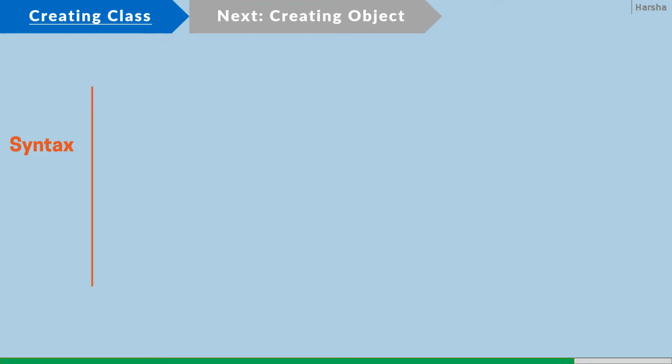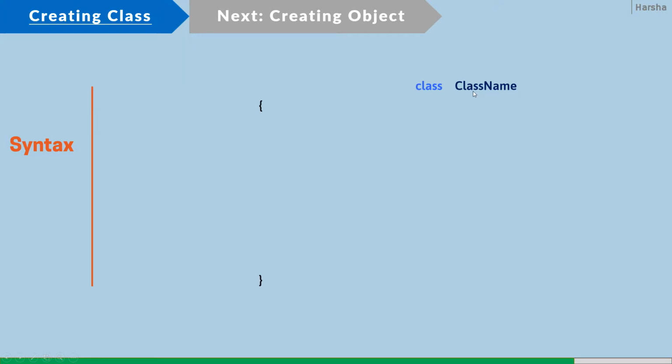This lecture explains the syntax of creating class and object. In order to create a class, first you should write the class keyword and then the class name. The keyword called class specifies that we are going to create a class, but you should give the actual name of the class at the right hand side.